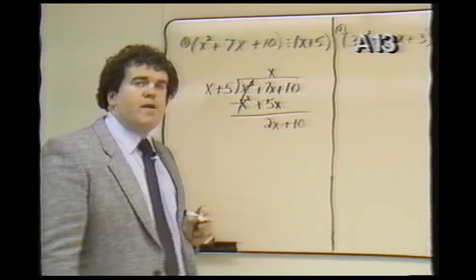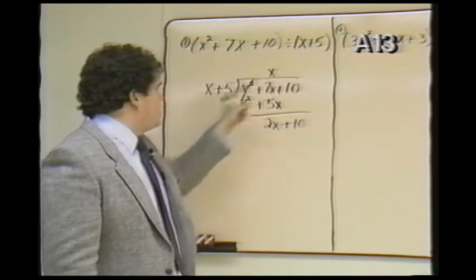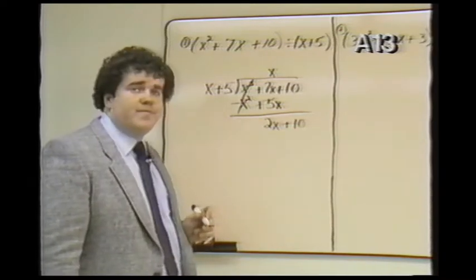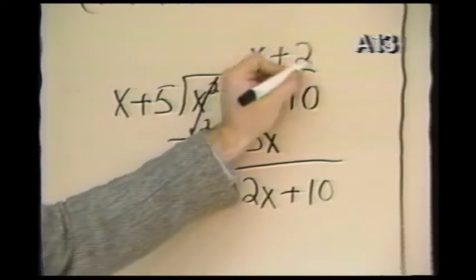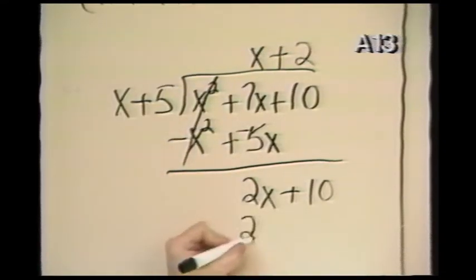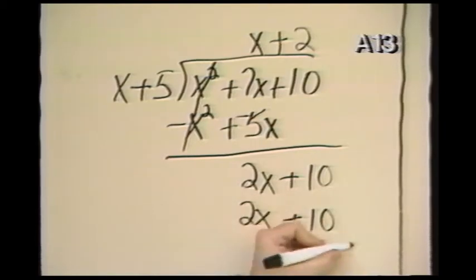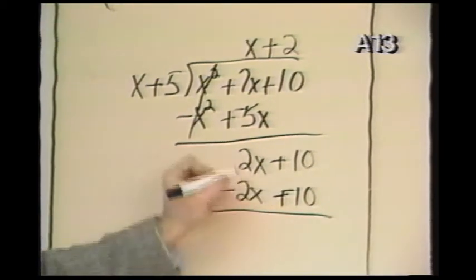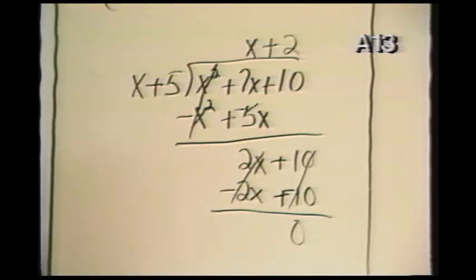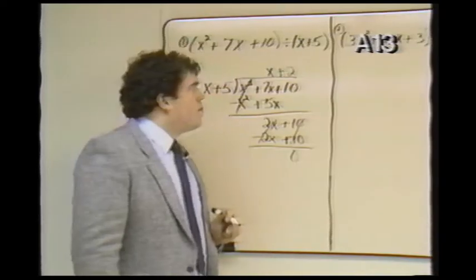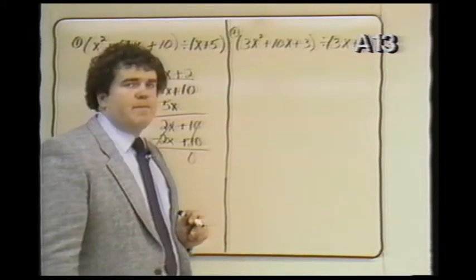I now repeat the process. Match the first term by multiplying. What times x is 2x? The answer is 2. 2 times x, 2x. And 2 times 5 is 10. Draw the line, change the sign, add, and I get 0 as the answer. Problem number 2. 3x squared plus 10x plus 3 divided by 3x plus 1.